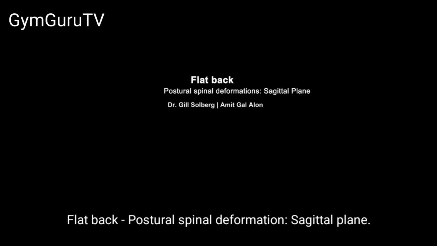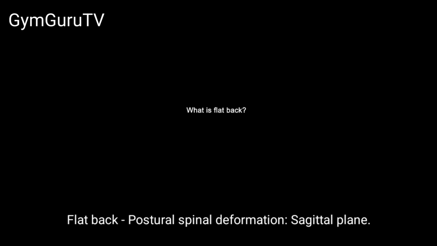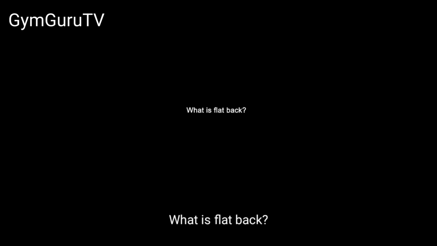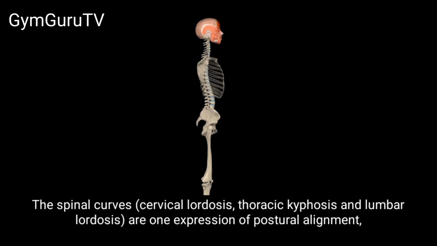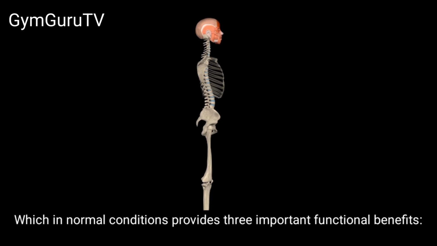Flat back. Postural spinal deformation. Sagittal plane. What is flat back? The spinal curves, cervical lordosis, thoracic kyphosis, and lumbar lordosis, are one expression of posterior alignment which in normal conditions provides three important functional benefits.